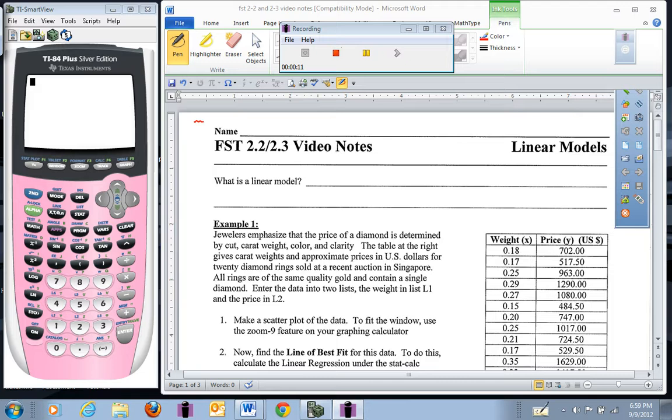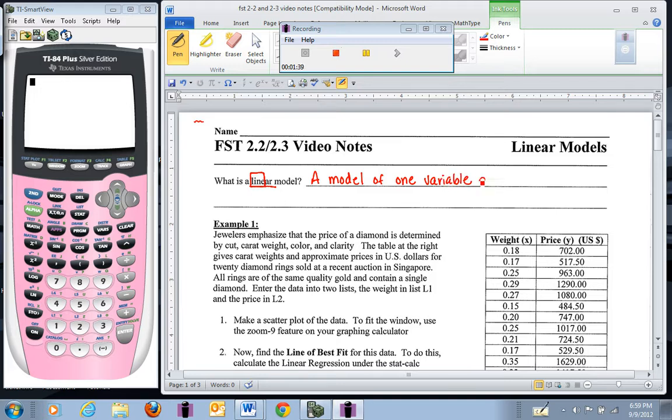The question that was asked is, what is a linear model? Whenever we look at the word linear, we're looking at the root word line in there, and the root word line means that it's going to have something to do with lines. So a linear model is going to be a model of one variable as a linear function of the other variable.